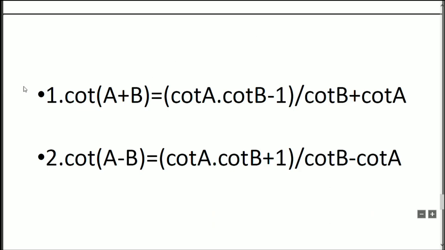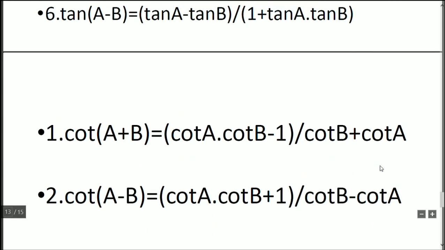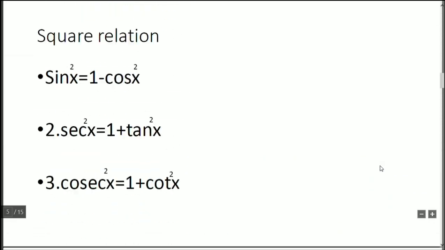So let's take another. First, cot(a plus b) equal to cot a cot b minus 1 divided by cot b plus cot a. Second, cot(a minus b) equal to cot a dot cot b plus 1 divided by cot b minus cot a. So let's take an overview of the full video.